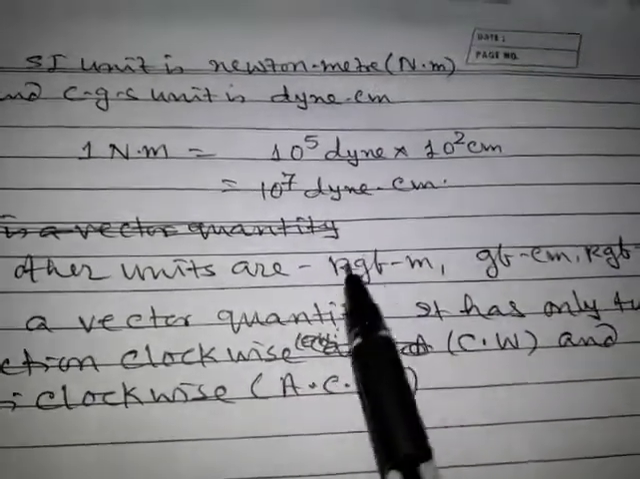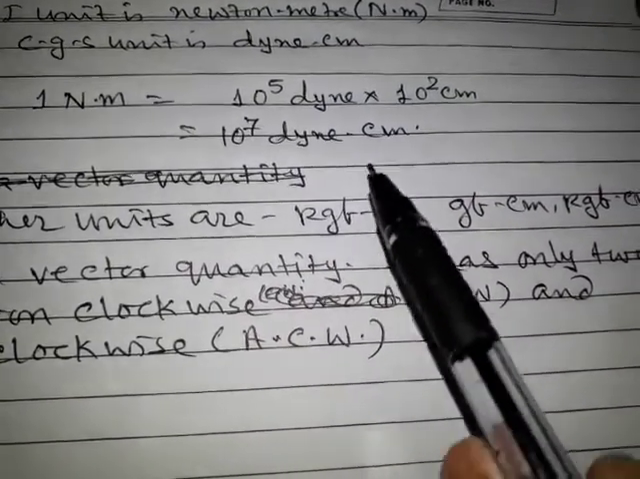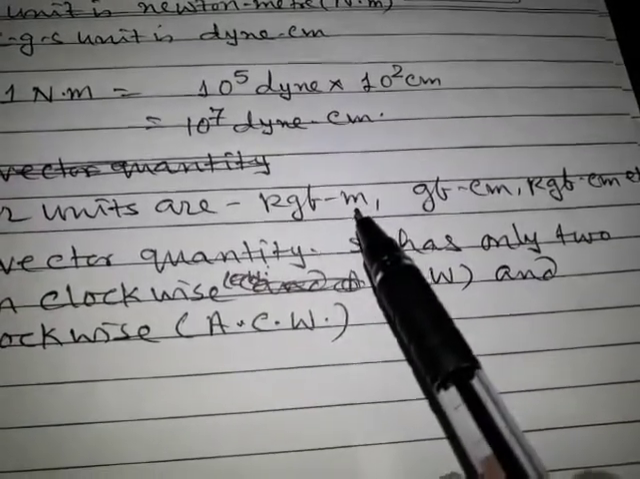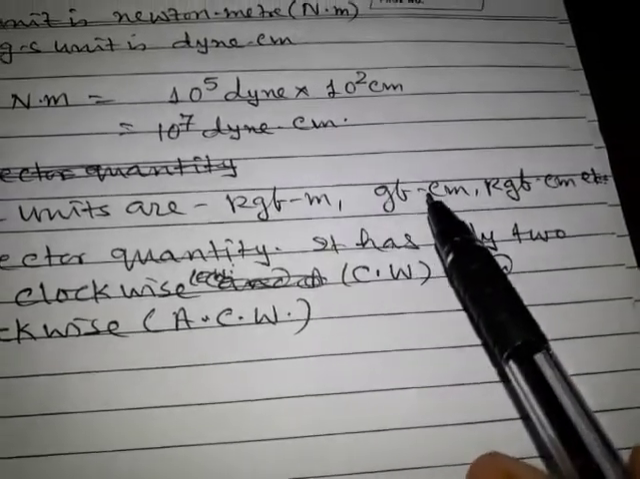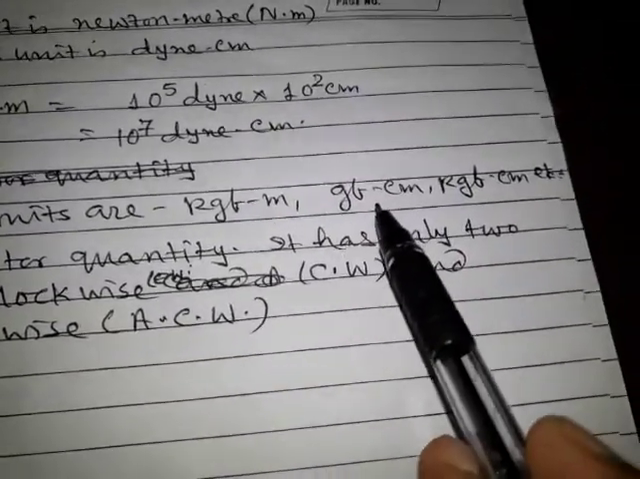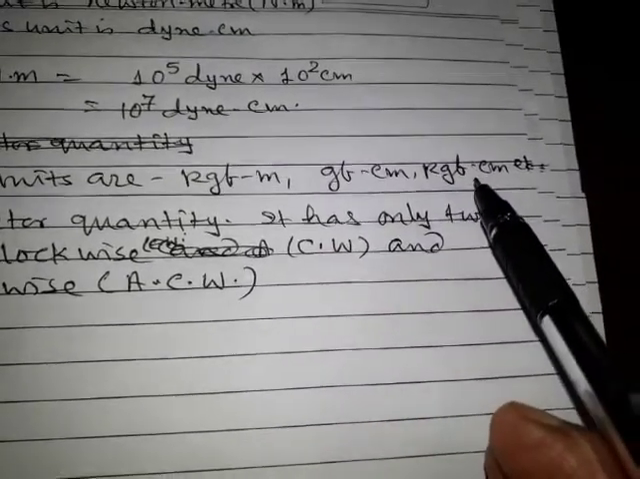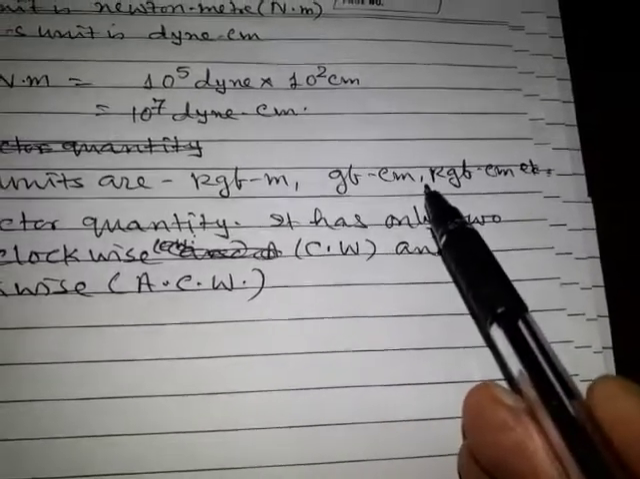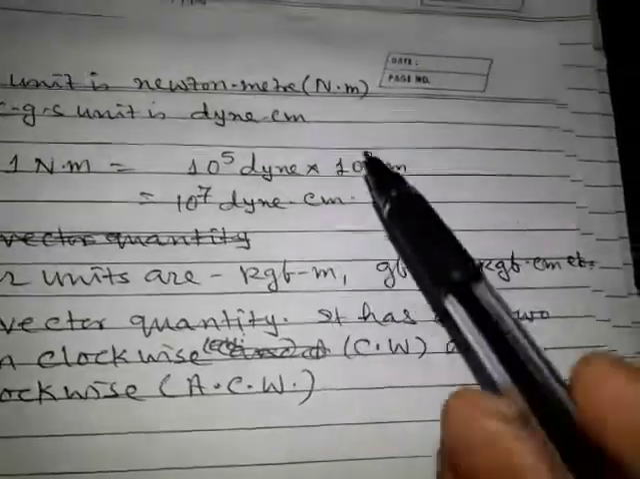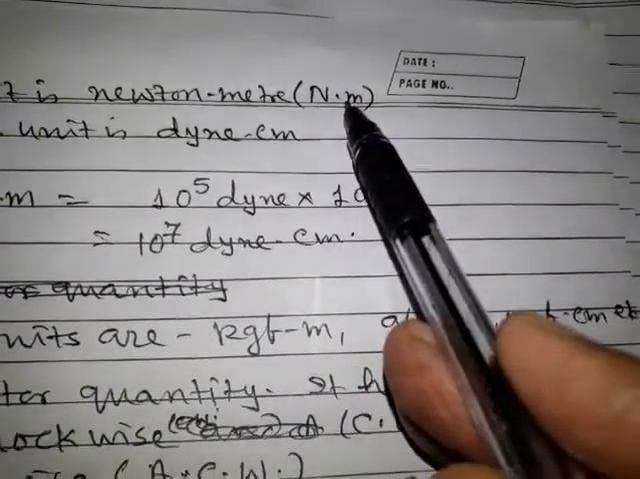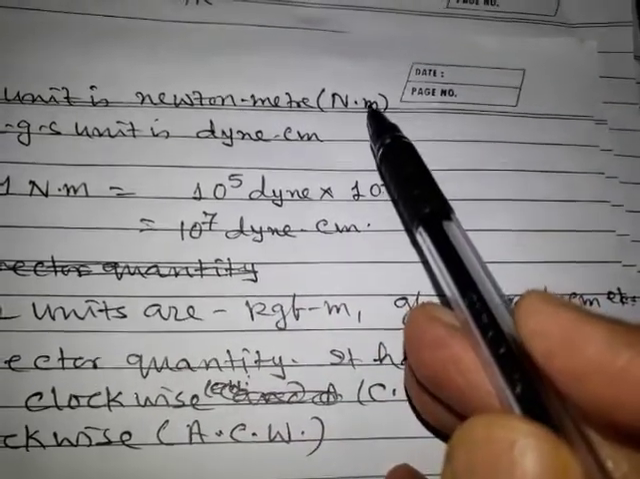Its other units may be whatever the unit of force we are considering, whatever the unit of distance we are considering. As we know, the other units of force, kgf meter or kg weight meter, gf centimeter or gram weight. Gf means gram force, so gf centimeter or gram weight centimeter, kgf centimeter, whatever it is, one will be force, another will be distance. We can give the dash, or we can give only a dot like this, Newton dot meter. Either Newton meter or Newton dot meter, both are correct.